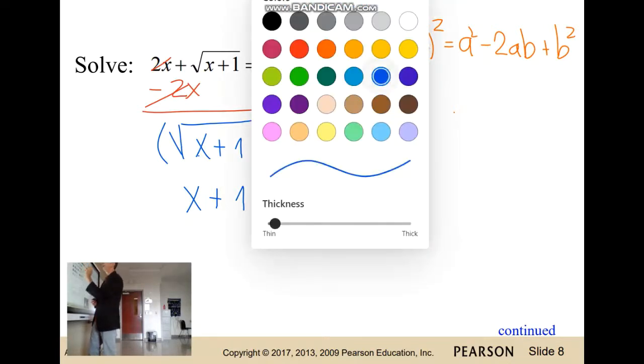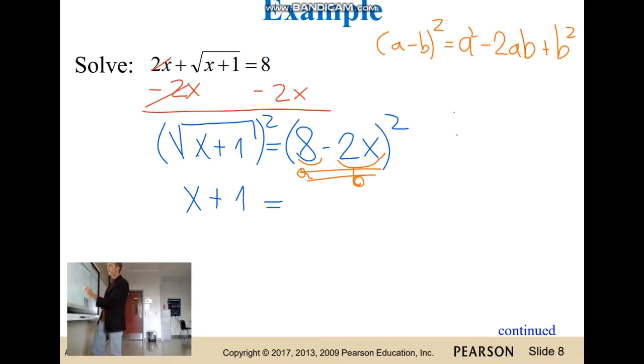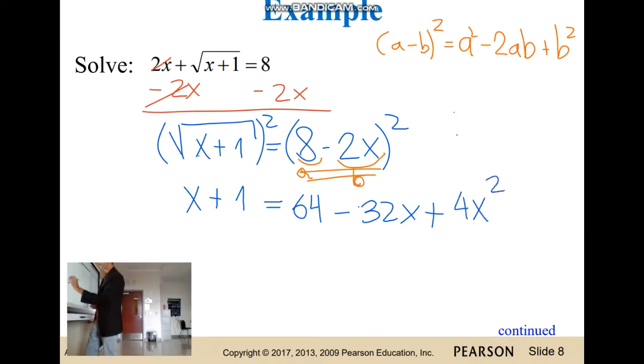Okay? So applying this special product, you're going to have 8 squared, 64, minus 2 times 8, 16, times 2, 32, times x, 32x. So this is minus 2ab, 2 times 8, 16, times 2x, 32x, plus 2x squared, 4x squared. All right, now we have this equation here.